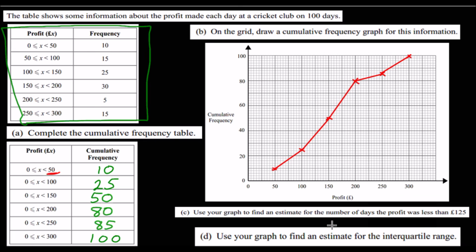Use your graph to find an estimate for the number of days the profit was less than £125. So I'm going to go to £125, which would be halfway between 100 and 150. I'm going to draw a line up to the graph and then along, and I'm going to read off my answer. So that's 30, 32, 34, 36, something around 36. So that's 36 days.